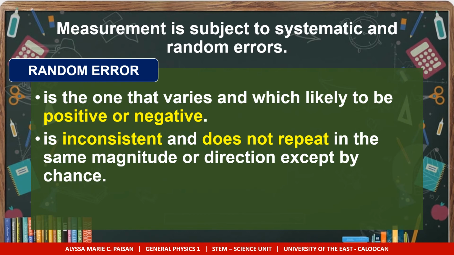As I said a while ago, it can be an increase in the length or a decrease in the length. It can be at first it's 1 centimeter increase in the length, and then in the second measurement it's 2 centimeter decrease in the length. It is random. There is no consistent number unless by chance, a very, very small chance.